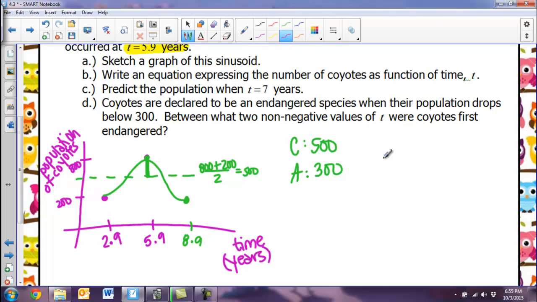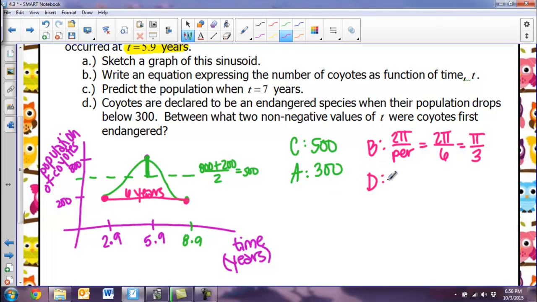Okay, and now I'm going to find those x-axis values, and that's my period first. I'm going to take 2 pi and divide it by whatever my period is, how long a cycle takes. A cycle would go from a high to a high, or a low to a low. So to get from 2.9 to 8.9, it takes 6 years. So 2 pi over 6, which simplifies down to pi over 3.